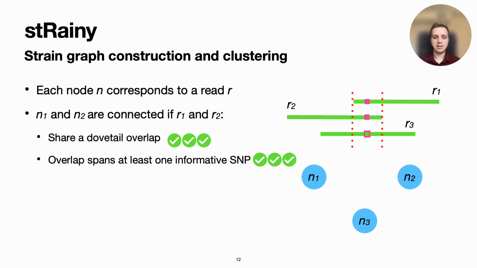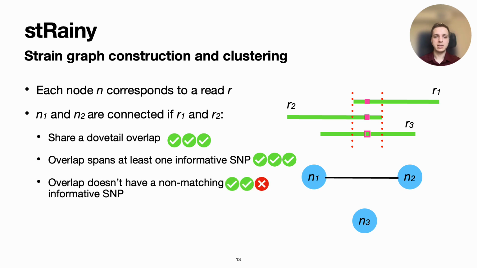The second condition is that the overlapping region needs to span at least one informative SNP. Again, this is met for all three reads. The final condition is that this region should not have a non-matching informative SNP.